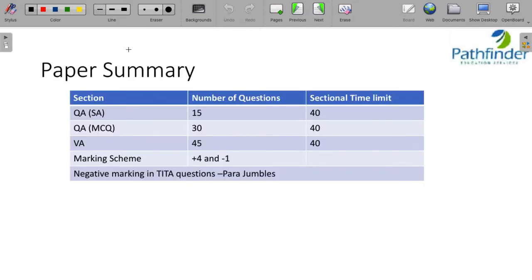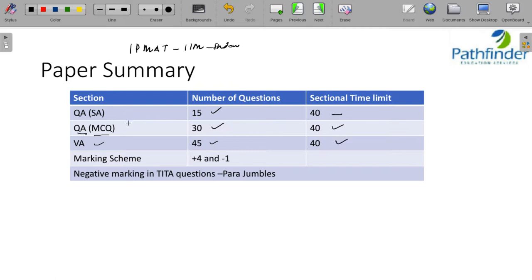So first and foremost, IPMAT IIM Indore paper summary. It was on the expected lines, very much announced. 15 questions of short answer type, and you had a sectional time limit of 40 minutes. Then there was another section on quantitative aptitude, which was of MCQ type, which had 30 questions with a sectional time limit of 40 minutes.